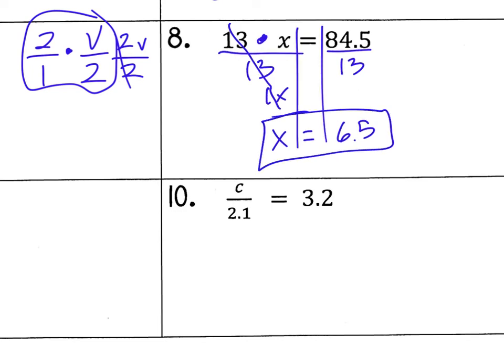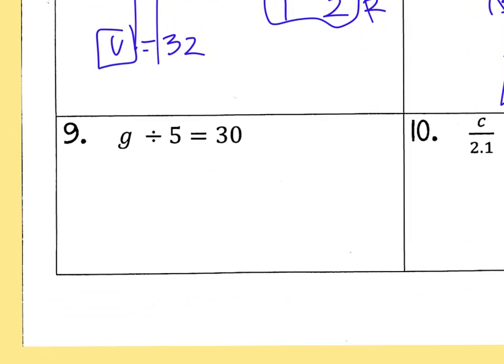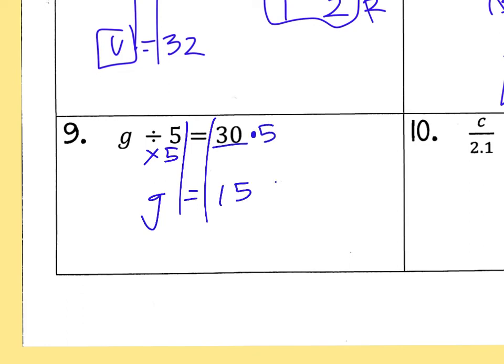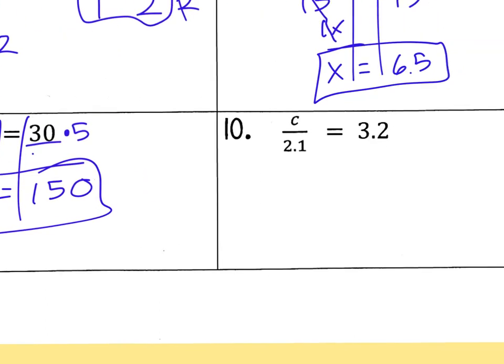There we go. Number 9, again, there's a division here. So when we divide, we want to multiply to undo it. So we're going to multiply by 5. And we're left with G. Multiply by 5, I get 150. And 150 divided by 5 is 30. So I know I did that one correct.